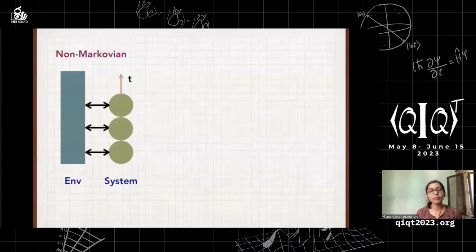So now let's see, what do we mean by non-Markovianity? This is the basic idea behind a non-Markovian evolution. For example, these green circles are my system, and this blue rectangle is my environment. In non-Markovian dynamics, the system continuously interacts with the environment, and there is an information flow in both ways, that is, from the system to the environment and from the environment to the system.